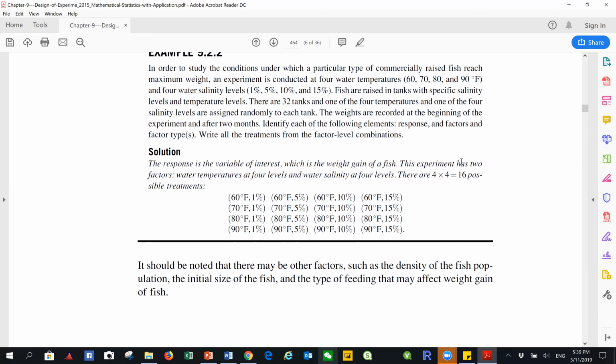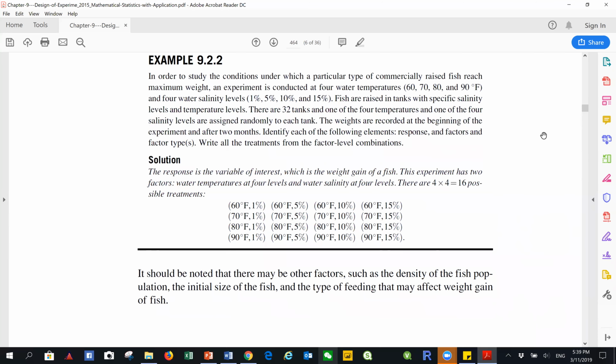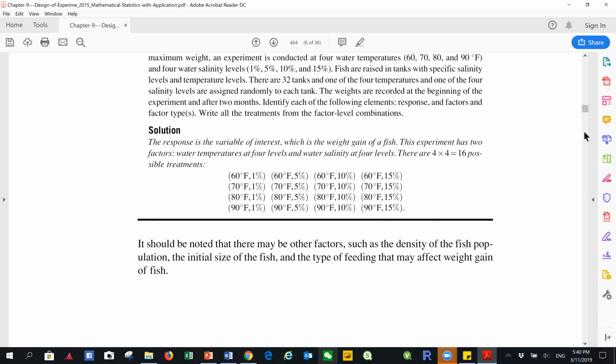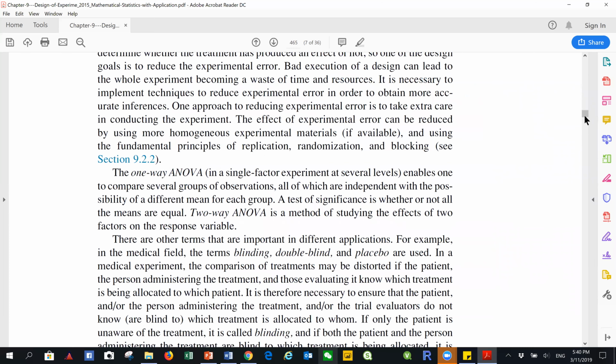Okay, so this gives you an idea about what a design of experiments is, and how a designed experiment is controlled. Okay, and then you can extend this and apply it to many other scenarios, and the principle will be the same. Okay.